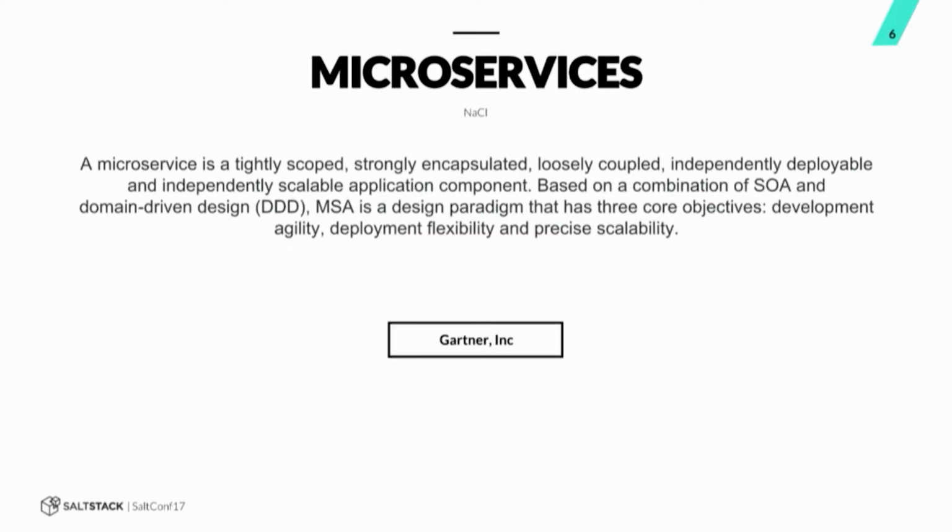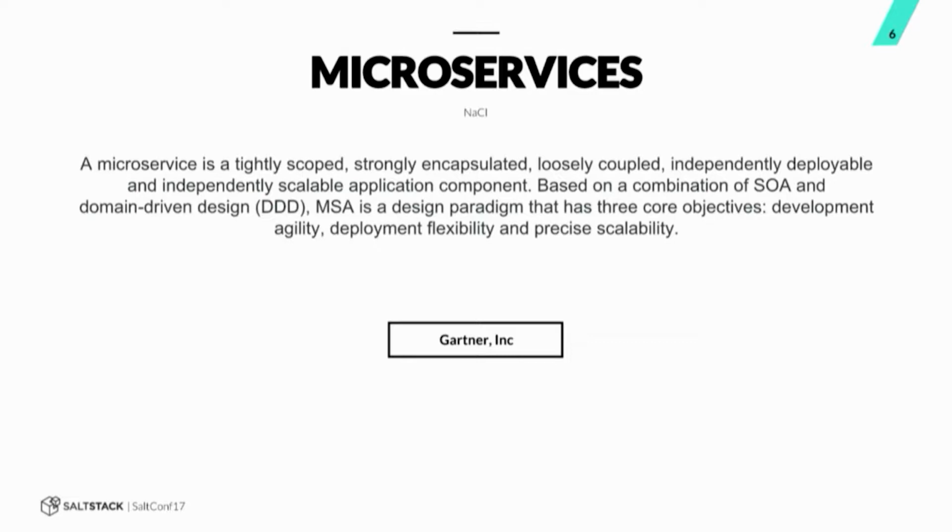But really effectively, Gartner considers microservices as being a tightly scoped, strongly encapsulated, loosely coupled, independently deployable, and independently scalable application component. That's a long... Yeah, that's why I didn't memorize it. So, based on a combination of SOA, God, my brain just died. Service-oriented architecture, thank you, yes, and a domain-driven design.